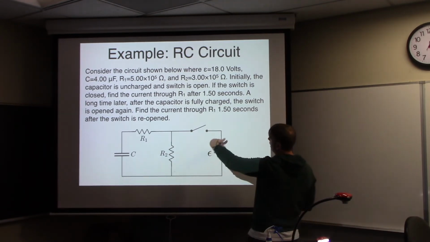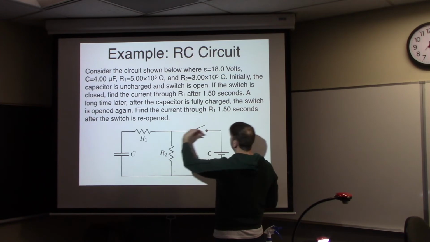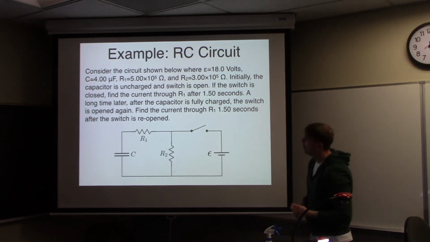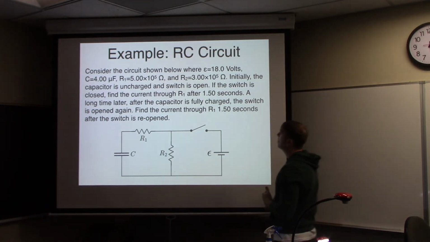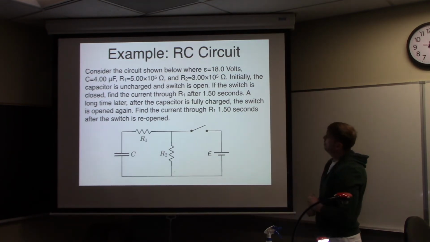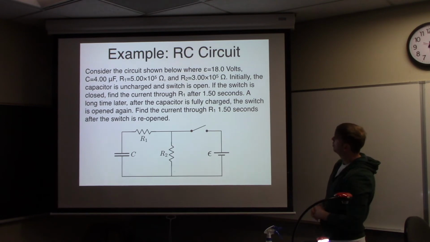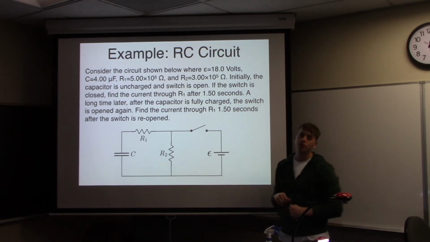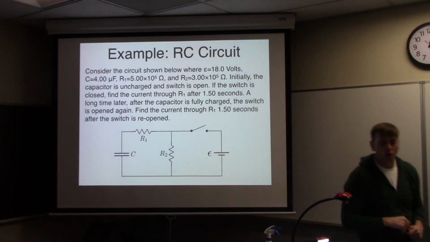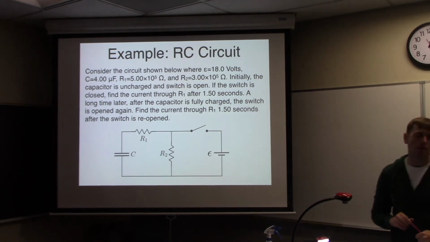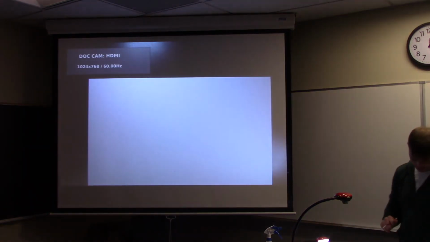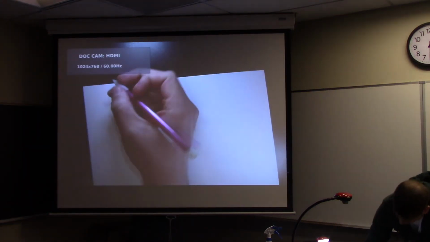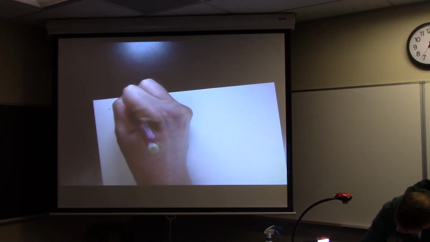So what happens when we have a charged capacitor and we're opening the switch again? Well, now what's happening is the capacitor is discharging. Okay? So as it's discharging, we're going to find the current after 1.5 seconds after the switch is reopened. Okay? So that's the problem. And to solve it, we'll do it on paper. So here, let's first look at the case where the switch is initially closed.